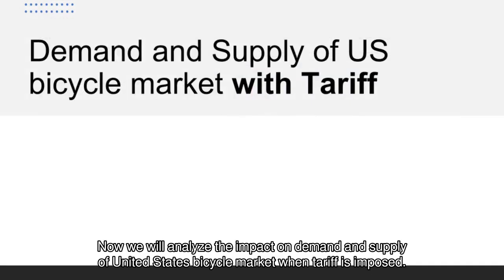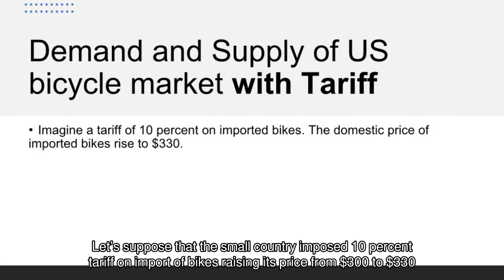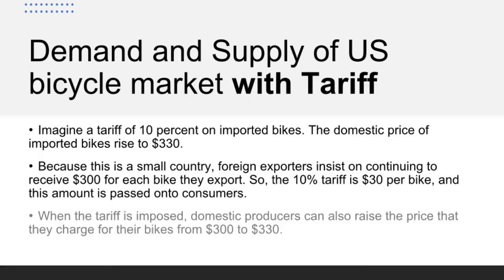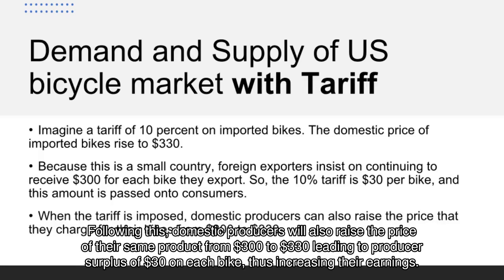Now we will analyze the impact on demand and supply of the United States bicycle market when tariff is imposed. Let's suppose that the small country imposed a 10% tariff on import of bikes, raising its price from $300 to $330. As a small country does not impact world product prices, foreign producers will keep on importing their bikes at $300. Following this, domestic producers will also raise the price of their same product from $300 to $330, leading to producer surplus of $30 on each bike, thus increasing their earnings.